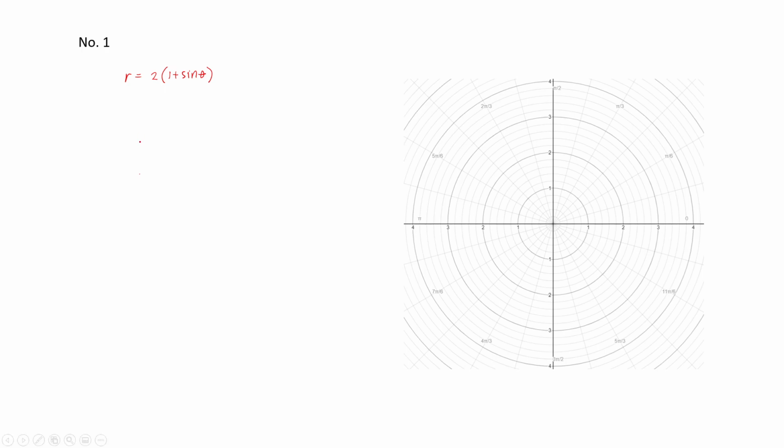All you have to do is, polar equations are a bit easier compared with the rectangular system in terms of graphing. So the first thing that you need to do is to create a table: theta, and then r.